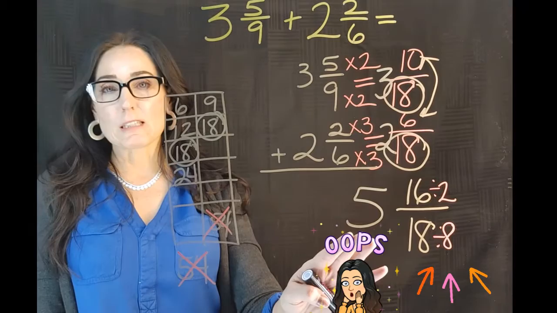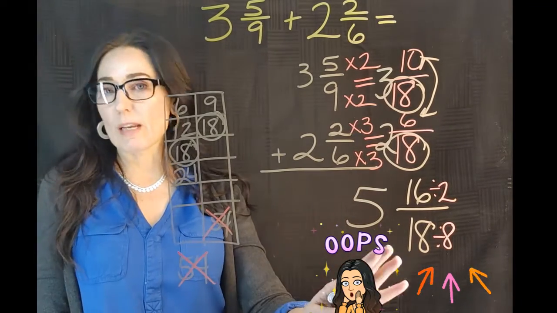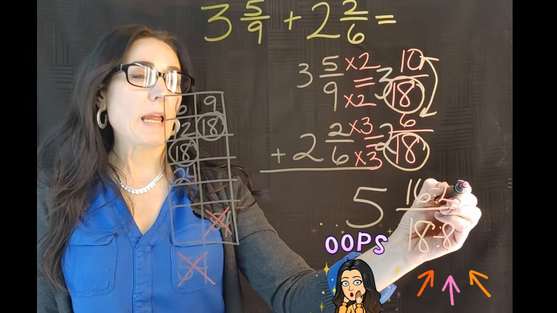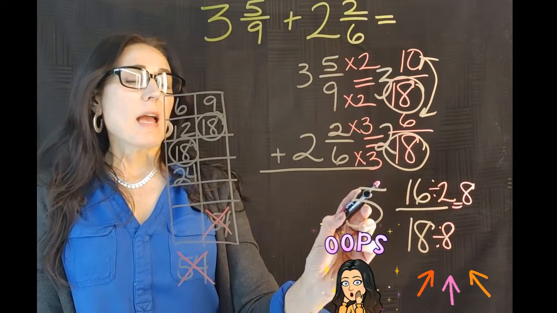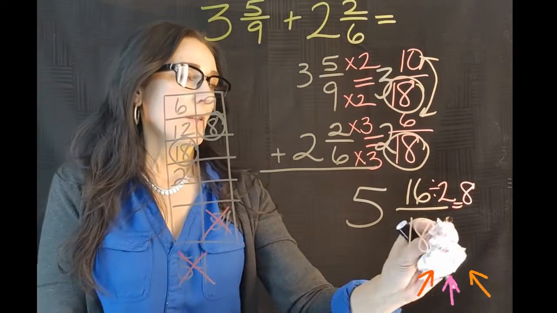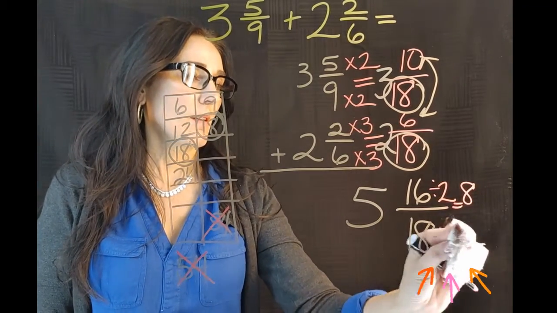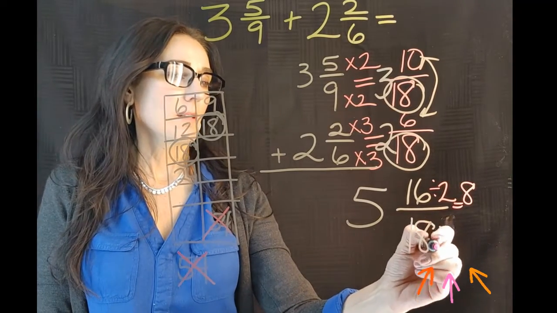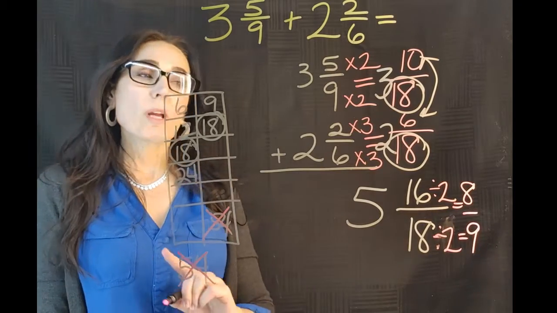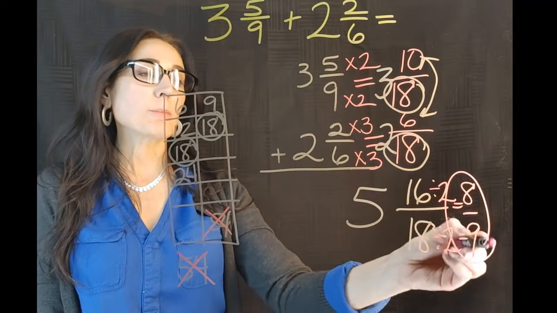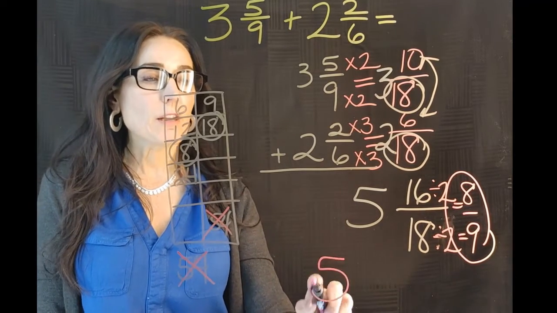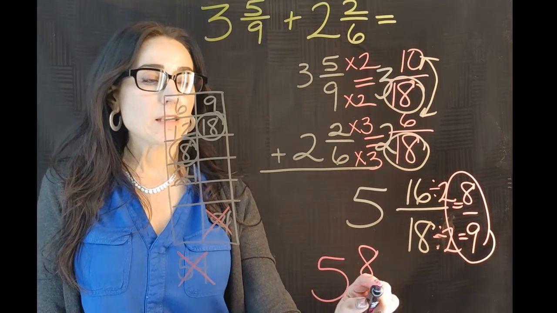Now the 5 is going to stay the same. We don't do anything with the 5. So 16 divided by 2 is going to equal 8. 18 divided by 2, oops, that's supposed to be a 2. All right, so 18 divided by 2 is going to equal 9. So we would say that our simplified fraction would be 8/9. So our final answer would be 5 and 8/9.